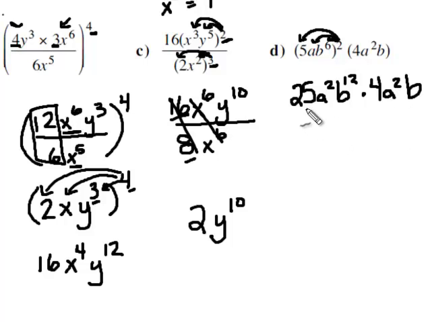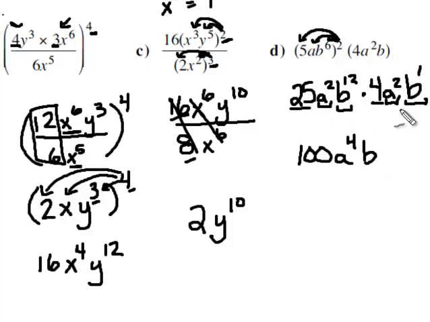Now we've seen examples like this before. We're going to take the digits and multiply them together. In this case we get 100. Then we sort of collect like terms. So our a squared times a squared is a to the 2 plus 2, or 4. And then our b, I have b to the 12th times b to the 1st. Remember, with no exponent showing, it's a 1. So that's b to the 12 plus 1, or 13.